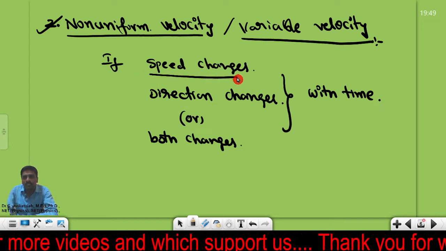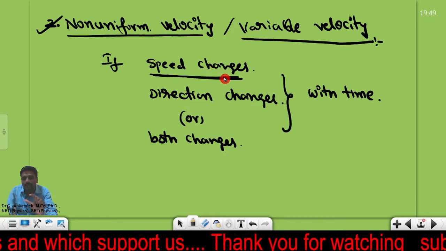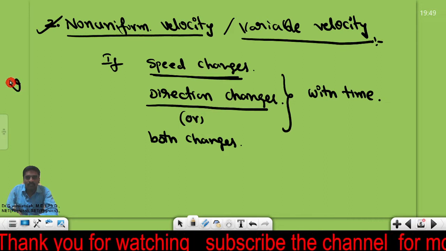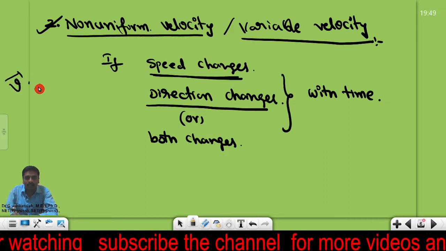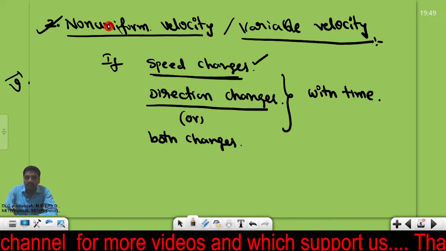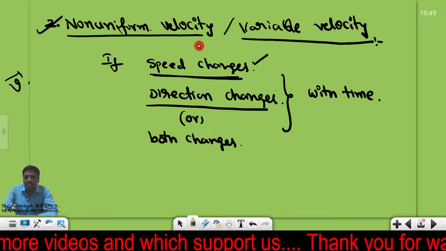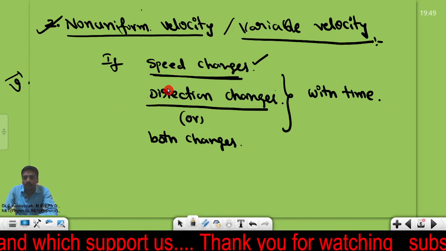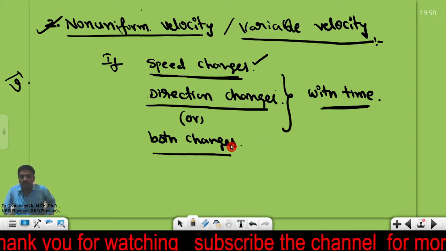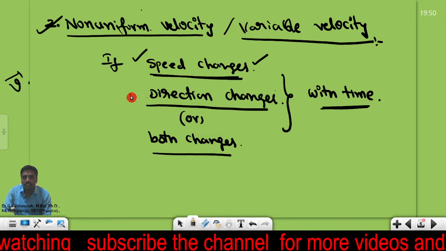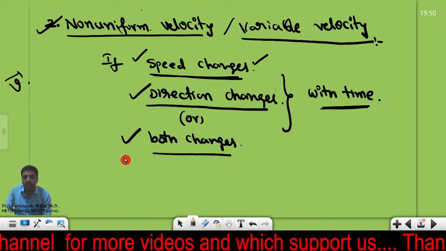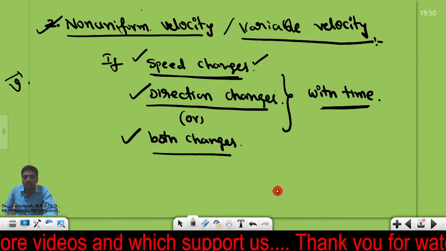If the speed changes, that means the magnitude of velocity changes, or the direction changes. What does that mean? Velocity is a vector quantity, it has magnitude and direction. If the magnitude changes, then that is non-uniform velocity. If the direction changes, then it is called non-uniform velocity. If both change with respect to time, then that is also non-uniform velocity. One more time: if the speed changes, if the direction changes, or if both change, then the type of velocity is called non-uniform velocity or variable velocity.